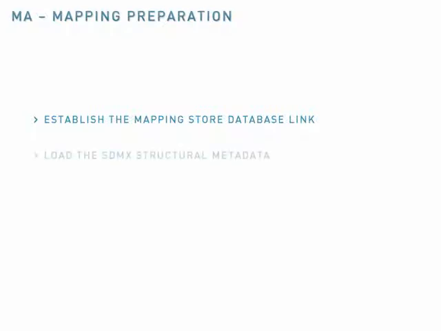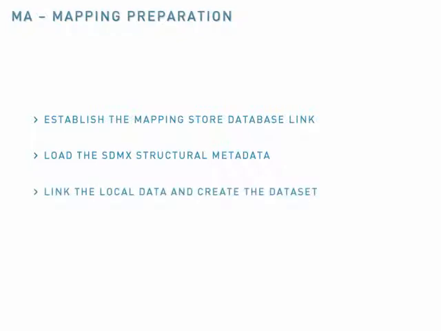After launching the Mapping Assistant, a database link has to be selected to create the mapping store with the structure initialized to store all the mappings to be performed. The SDMX structures need to be loaded with the Mapping Assistant SDMX Structure Wizard. In the next step, the local non-SDMX data is linked and the dataset is created, which are the local concepts we intend to map to the SDMX structures.